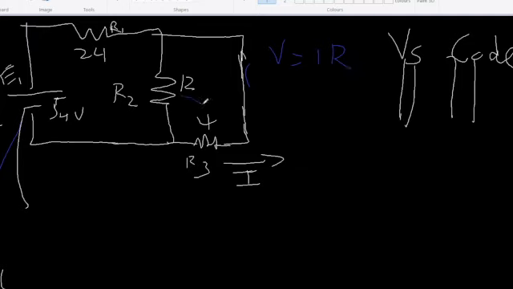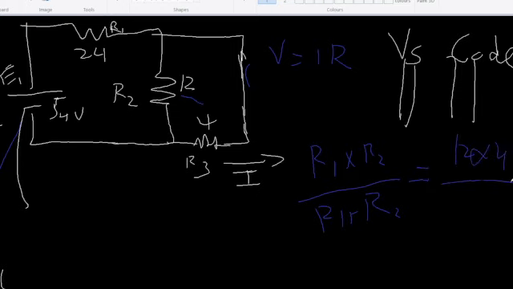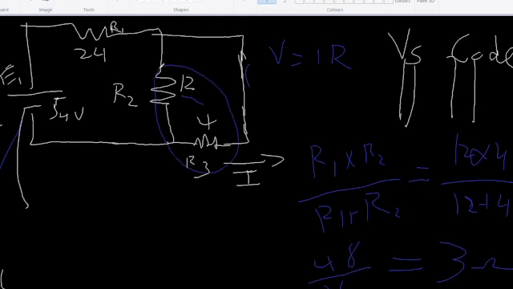What's the formula for resistors in parallel? R1 times R2 over R1 plus R2. But let me write it down for anyone who does not know it. So this is it. That's going to be 12 times 4 over 12 plus 4. That's 48 over 16. That should be 3. Yes, 3. So 3 ohms, which means the total of this one is 3 ohms.